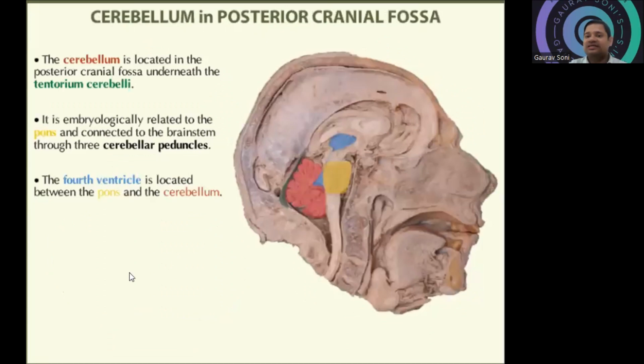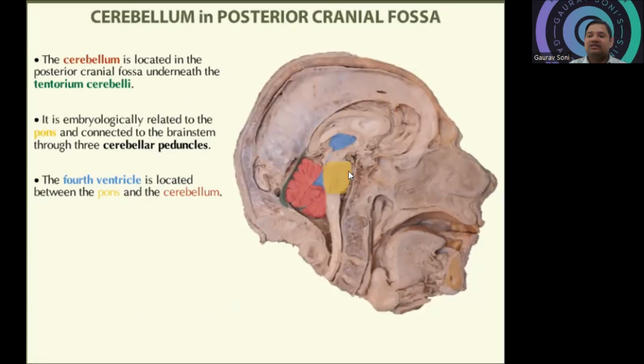The cerebellum is located in the posterior cranial fossa underneath the tentorium cerebelli. You see the color marking here. This is the tentorium cerebelli, and this part is the cerebellum. Embryologically related to the pons, it is connected to the brain stem through the three cerebellar peduncles. We have seen these peduncles in the anterior view. So basically, this is connected with the cerebellar peduncles.